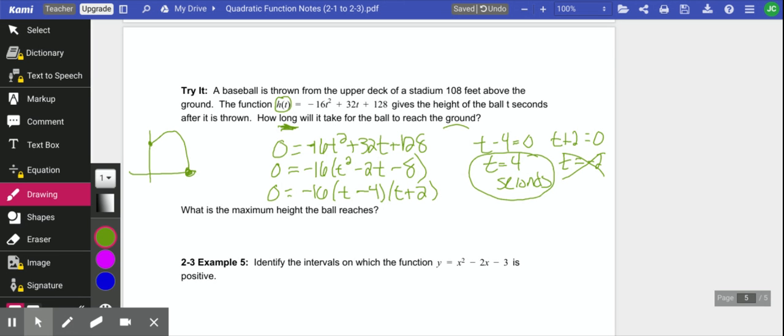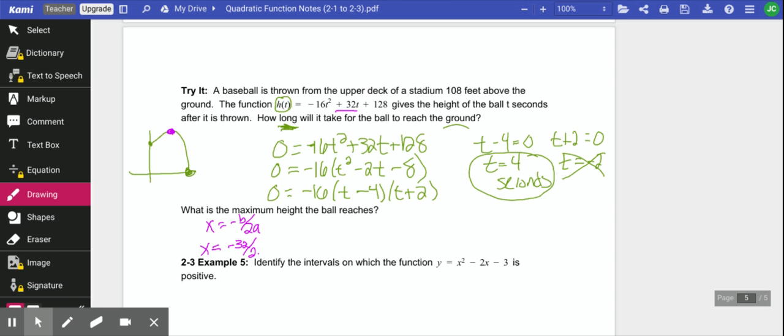Now, the next question is actually a throwback to a previous topic. We want to know the maximum height of this ball. So we want to know this point. Notice that is a vertex. This is a vertex question like we did before. Now, this equation is not in vertex form, so we're going to have to use that. Remember, x equals negative b over 2a. So x is negative b. B in this problem is 32, so negative 32 divided by 2 times a, which is negative 16. So we get negative 32 divided by negative 32, which is 1.